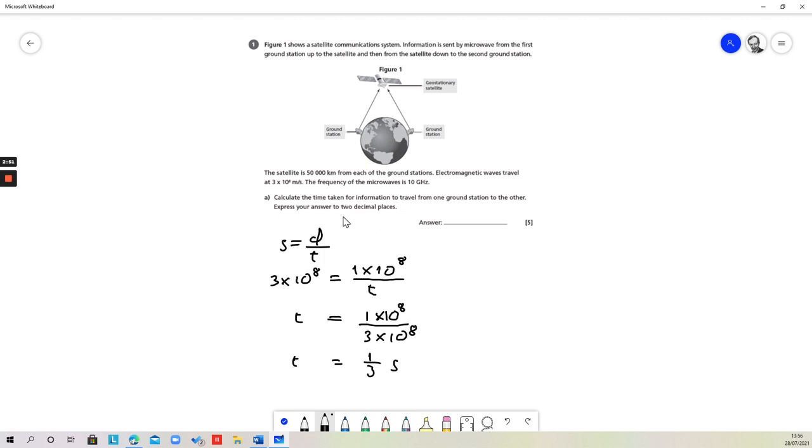But we're being asked to express this to 2 decimal places. 1/3 to 2 decimal places is 0.33 seconds. So that's the time taken for the microwave to travel from one ground station up to the satellite and back down to the other side there. So we'll put this in the answer space that's been provided. So that's 0.33 seconds.